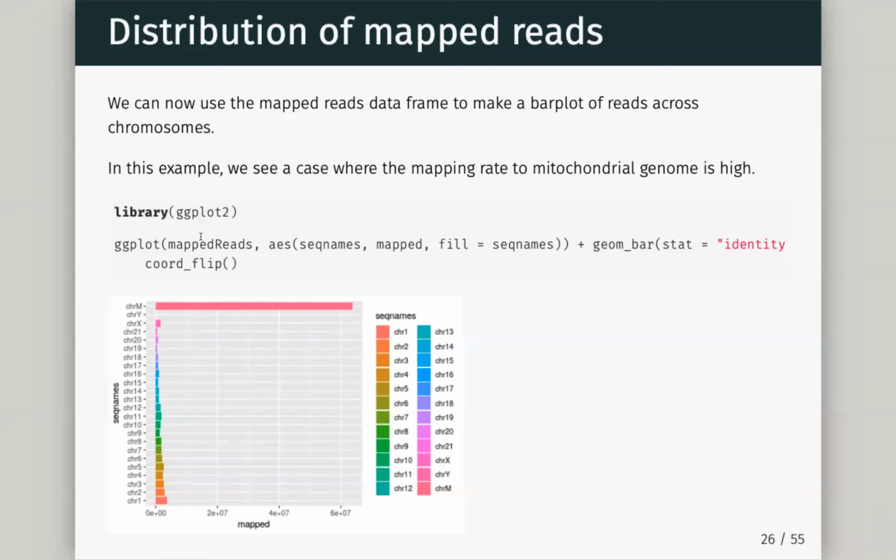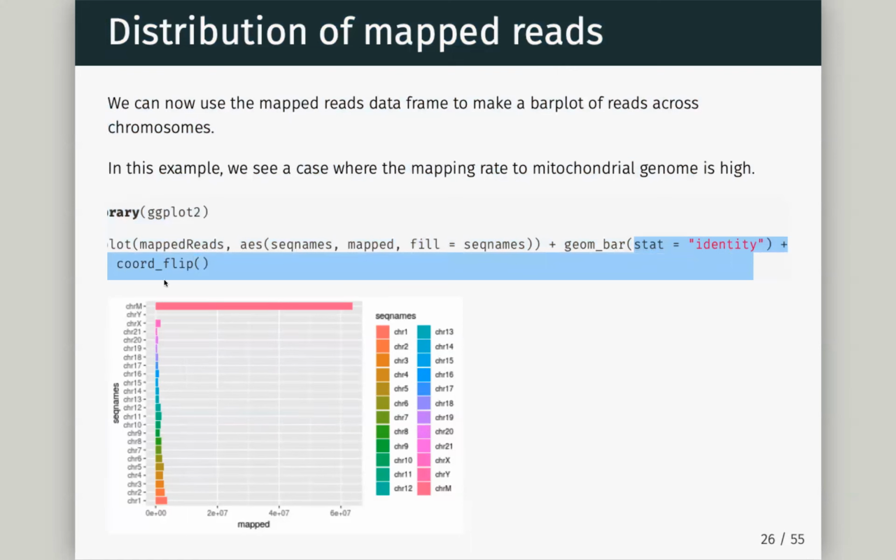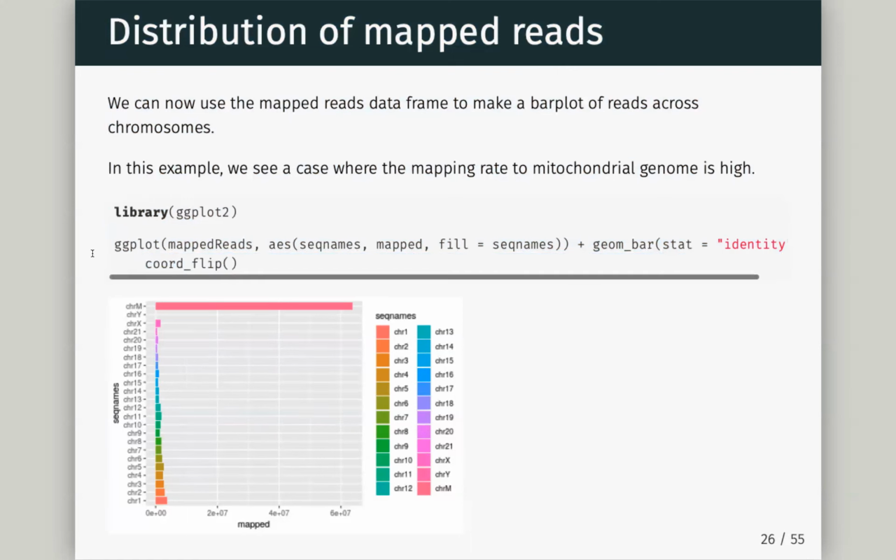So if I do library ggplot, I'll do ggplot map reads, the rows here will be the seq names, the chromosomes, the number of mapped reads, I'll fill them in by the chromosome name. We'll do geom_bar, but I'm not asking it to calculate the size of the bar, so it's stat equals identity, and then I'll just do coord_flip, which just rotates the plot. So plus coord_flip just literally rotates your plot 90 degrees.